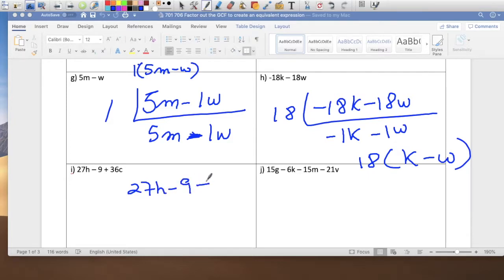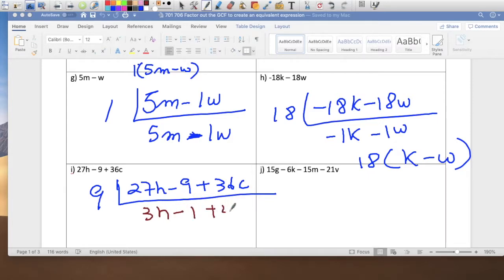27h minus 9 plus 36c. Looks like a 3. Well, can we go higher than 3? Let's try to go higher. 3 works, right? But also 9 works. So 9 goes into 27, 3h. 9 goes into 9 1 time. And 9 goes into 36 plus 4 times, and 4c, by the way. Final answer, 9 times 3h minus 1 plus 4c.